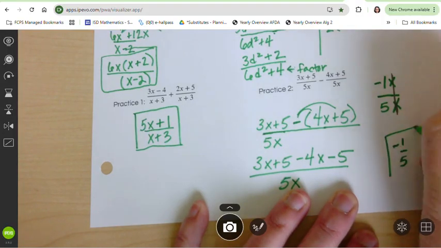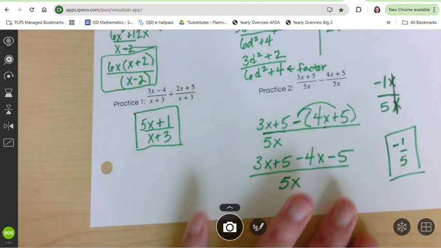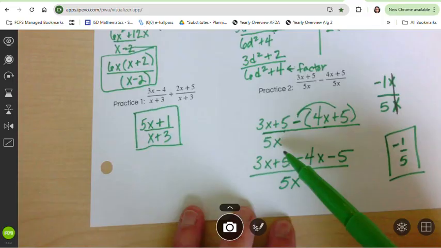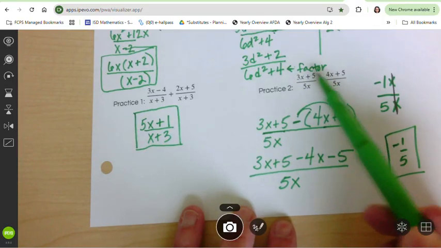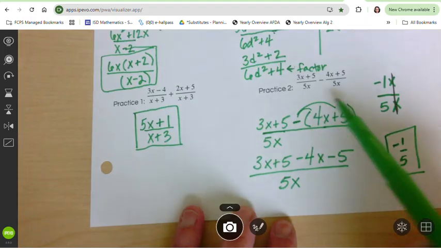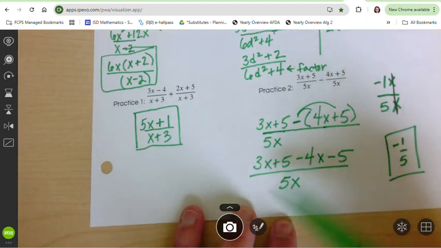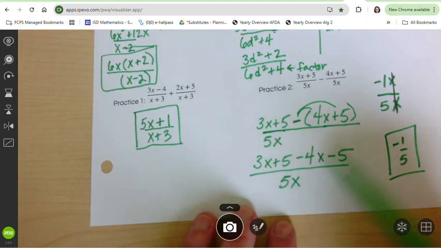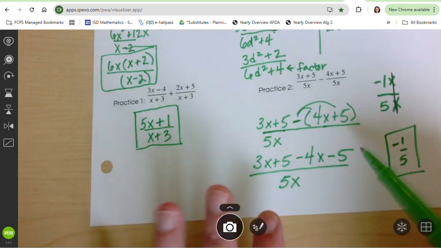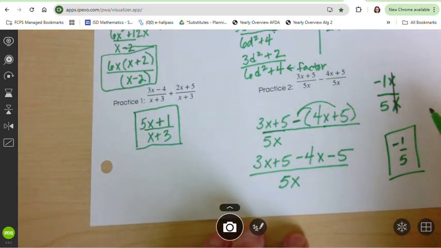Wait, what canceled? I'll go back to it. Okay, let's start over. So in the beginning, I kept my common denominator of 5x. I kept the beginning 3x plus 5, and then I wanted to show that my subtraction was going to distribute to both terms. So then the 3x minus 4x gave me negative 1x, and 5 minus 5 is nothing, so I didn't have another term. Oh, the 5's canceled. Yeah.